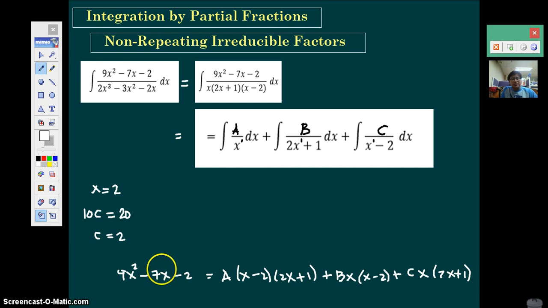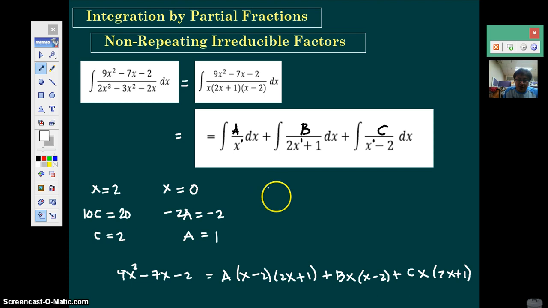So now you have the value of C. Now having x equal to 0 will make this term 0, as well as this. So what will be left will be this, which you can now substitute 0. 0 minus 2, that's negative 2. 0 plus 1, that's 1. So it's negative 2A on one side, and on the other side 0 minus 2 is negative 2. So A is now obtained, and it's equal to 1.